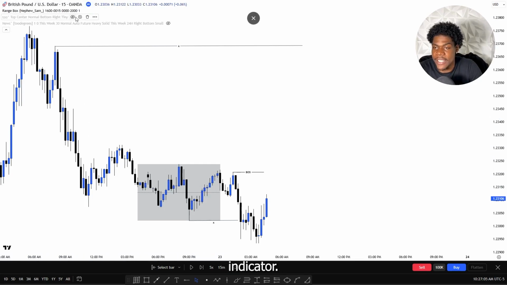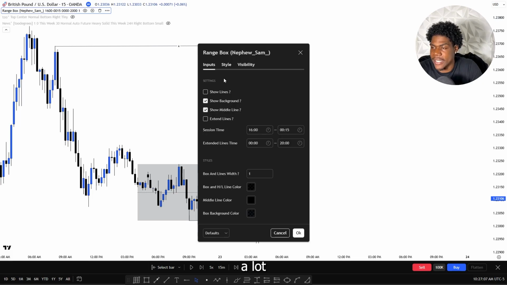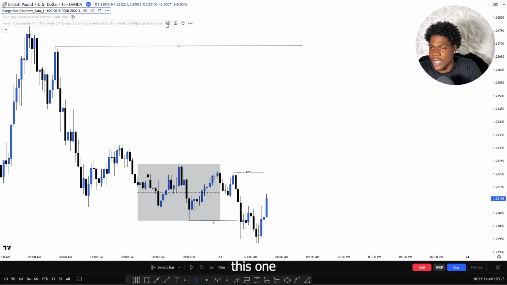Make sure you guys have this indicator. I talk about this a lot. It's called Range Box by Nephew Sam. These are just simple indicators. I don't use too many indicators. I have this one also for the news, and then this one is just a little title. But this indicator right here is super important because it displays our Asian session.